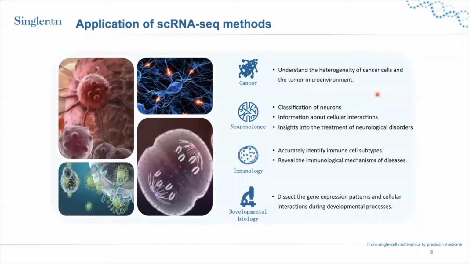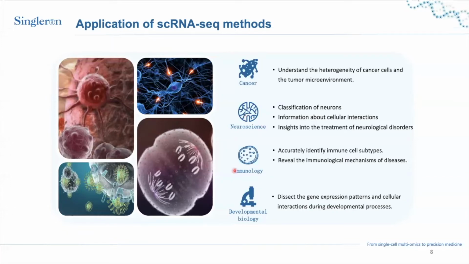So what are the application fields of single-cell sequencing methods? With single-cell sequencing, we can understand the heterogeneity of cancer cells and the tumor microenvironment. Cancer is really complex, and it consists of a lot of different cells interacting with each other and with its microenvironment. By using single-cell, we can decipher these interactions. We can also use single-cell for neuroscience. We can classify the neurons. We can get information about cellular interactions, and we can use this information to understand neurological disorders.